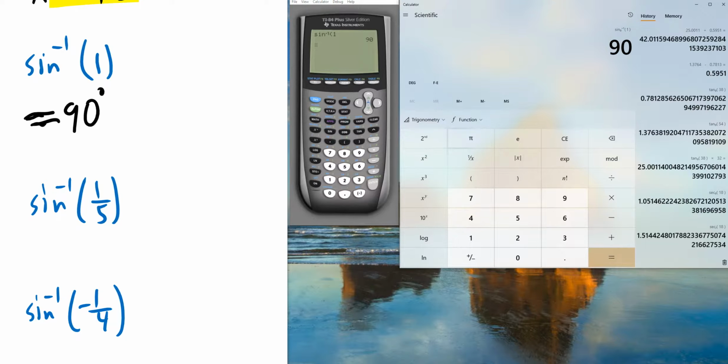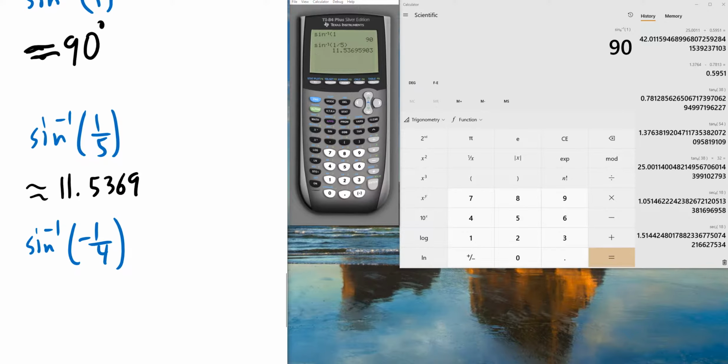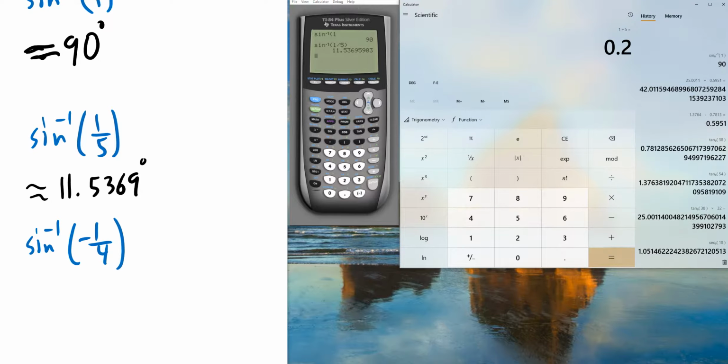Let's try the 1/5. So you're welcome to pause the video and try it before I show you how to do it. So you go second sine inverse of 1 divided by 5. And that gives me about 11.5369 degrees. Okay? Now, if I try on this one, you first do 1 divided by 5, hit the enter key, that's 0.2. Then you go trig second sine inverse. So it gives me the same answer.